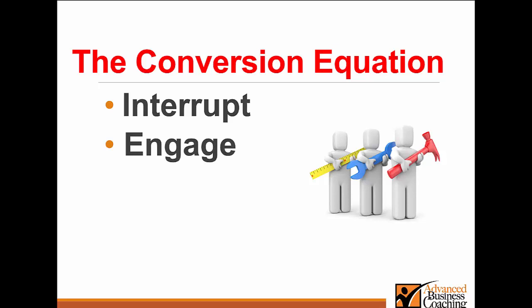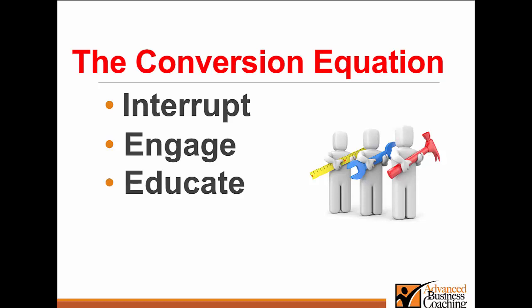The second component is engage. Once the prospect is interrupted, it's critical to give the reader the promise that information is forthcoming that will help the prospect make the best decision possible, or in other words, facilitate their decision-making process. This is also best accomplished on an emotional level.